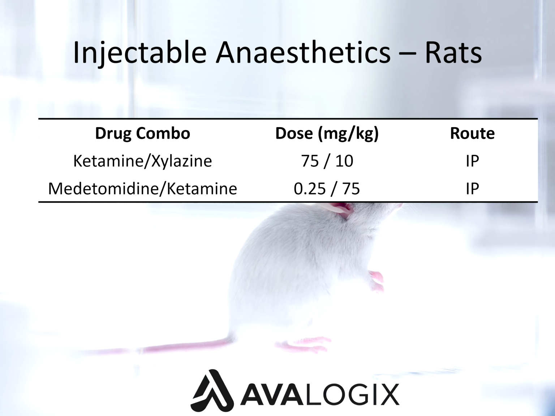In rats, ketamine is dosed at around 75 mg per kilogram combined with 10 mg per kilogram of xylazine. Alternatively, ketamine with medetomidine is used for longer procedures. Monitoring anesthetic depth throughout the procedure is critical, using reflex checks and observation of respiration.